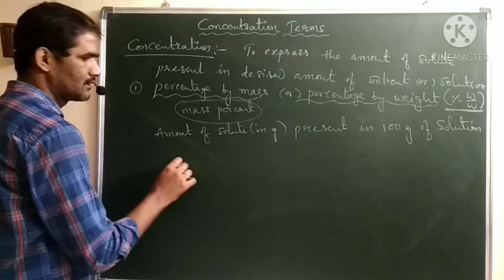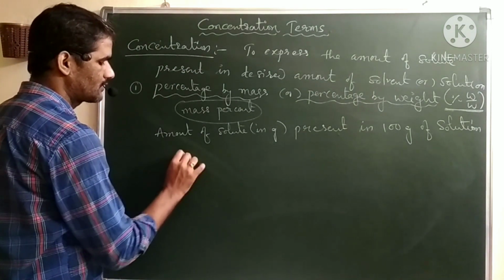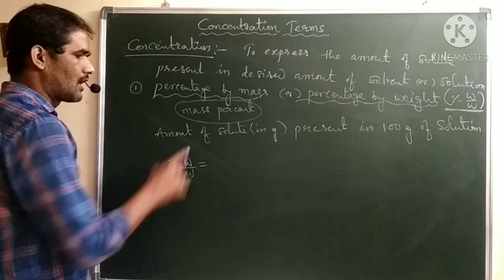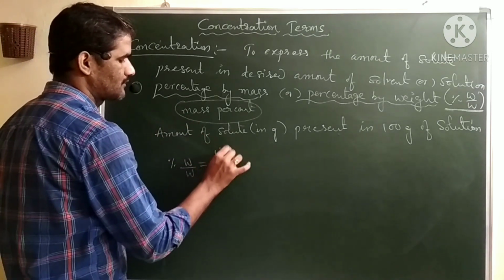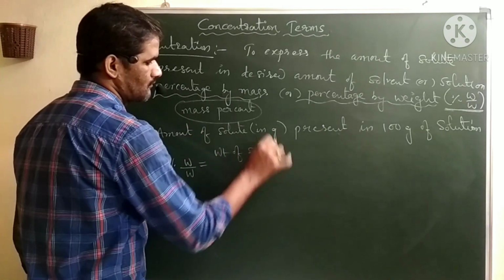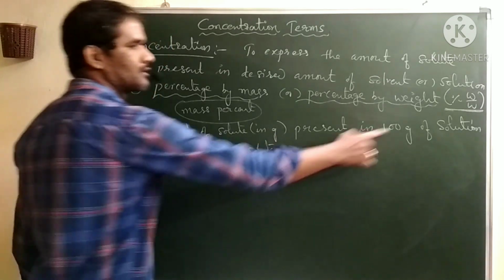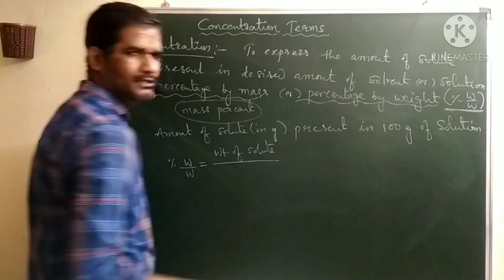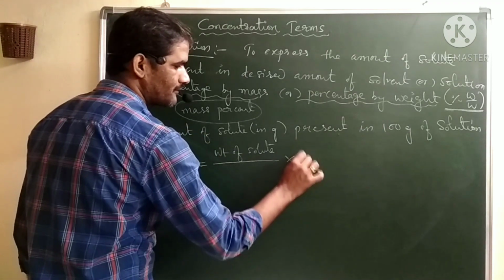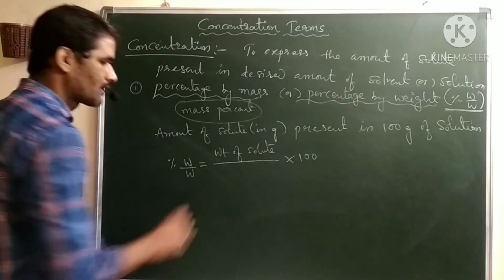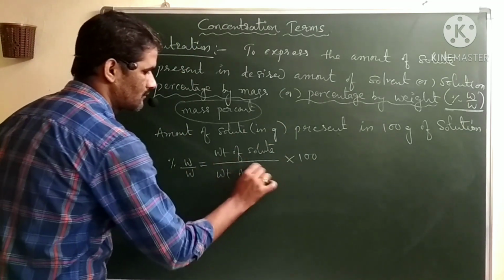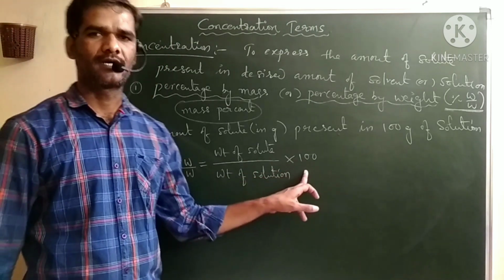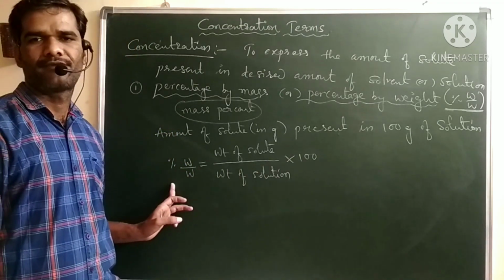So we can derive the formula: percentage by mass is equal to the weight of solute by the weight of solution. For 100 grams we are calculating. Sometimes the solution may not be 100 grams, but always we have to calculate for 100 grams. Whenever you calculate always for 100 grams, that is called percentage weight by weight.